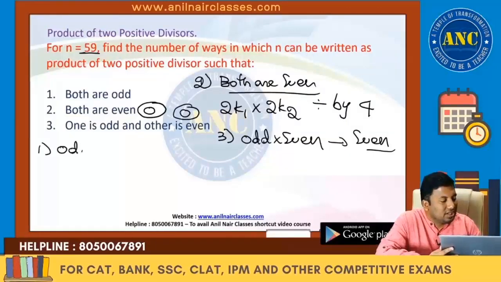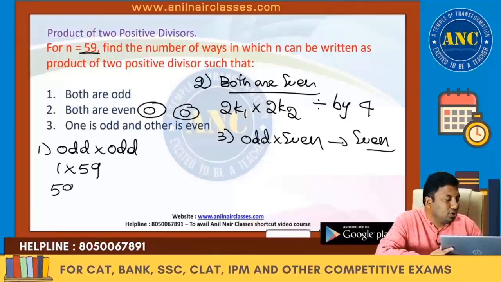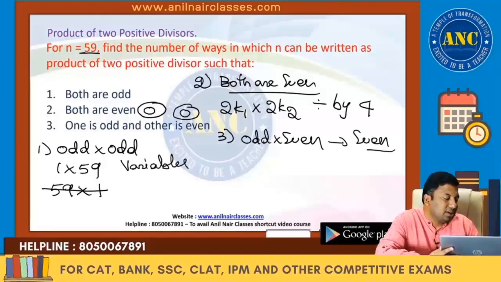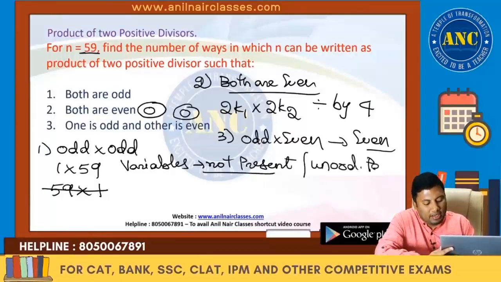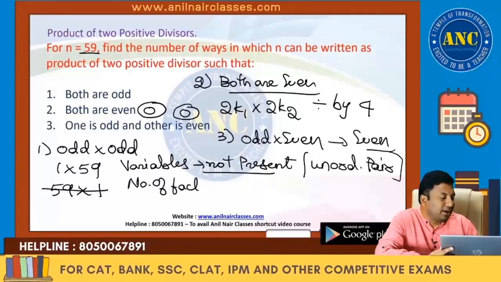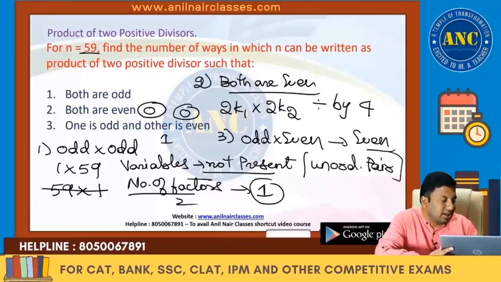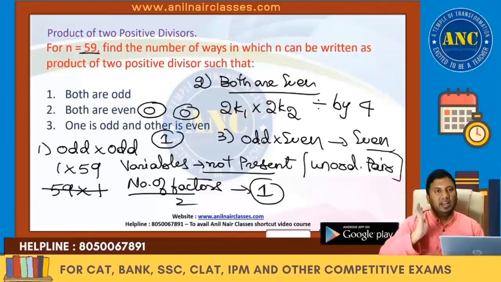First case, which is nothing but odd into odd. Odd into odd is nothing but 1 into 15, 9, and 59 into 1. The reverse case cannot be taken. Why? Because if variables are not present in the question, then it is an unordered pair. In an unordered pair, the answer is nothing but the number of factors divided by 2. So 2 divided by 2. Third one, the answer is 1. I hope the idea is clear, right?